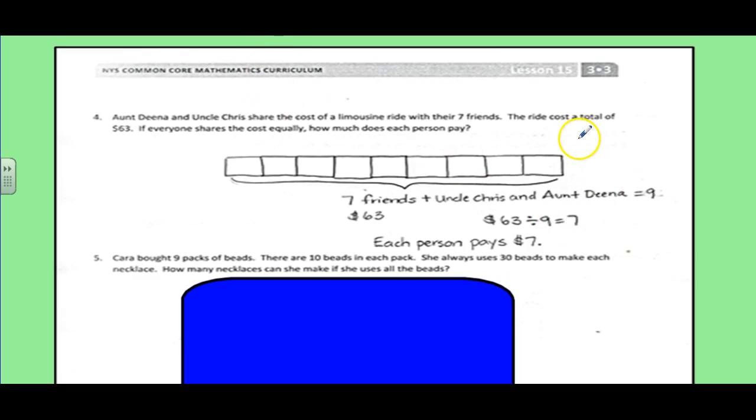The first equation I was looking for was 63 divided by 9 is equal to m. And then you should have figured out that m was equal to 7. So to answer the question, how much does each person pay, the sentence I was looking for is each person pays $7.